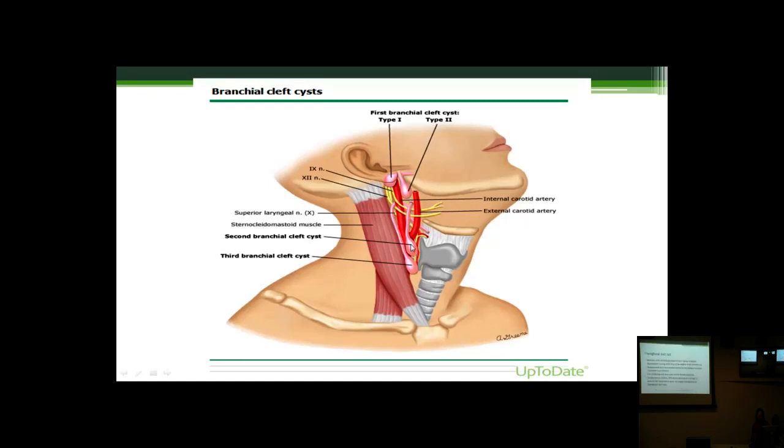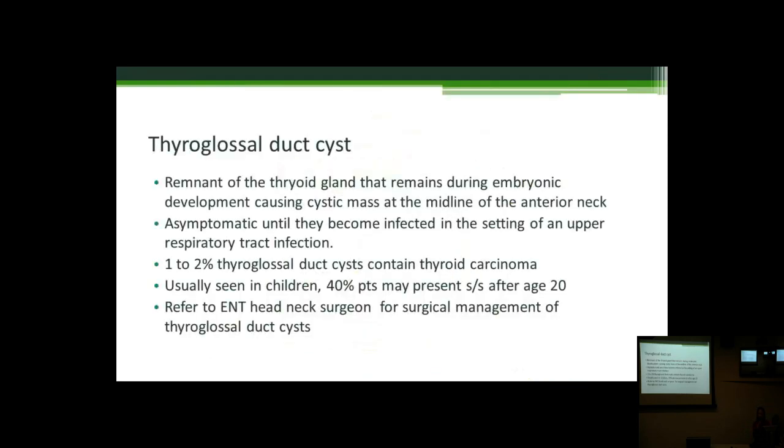Okay. Now, thyroglossal duct cysts are remnants of the thyroid gland. After the thyroid and all the surrounding structures have formed, there's a little pocket or a little cyst that stays there. It can fill up and get a little bit enlarged, and it would literally be in the midline. I'll show you a picture of that too.